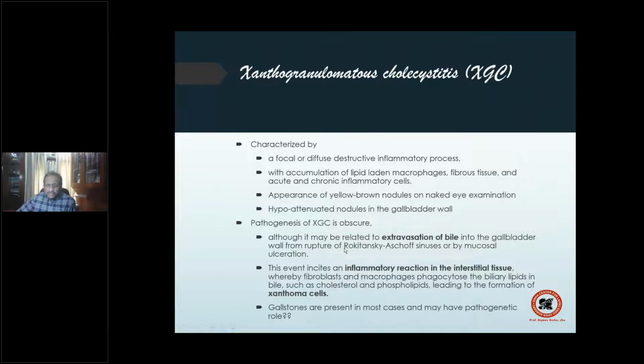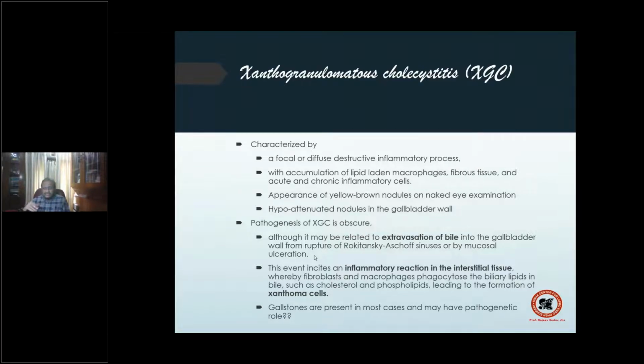Pathogenesis is obscure. Probably, as I said earlier, inflammation with a gas-producing organism, along with what else is happening? Extravasation of bile into the gallbladder wall from rupture of these sinuses or mucosal ulceration. Why does that occur? I told you, infection leads to increased pressure build-up inside the gallbladder lumen, leading to ischemia of the mucosa.